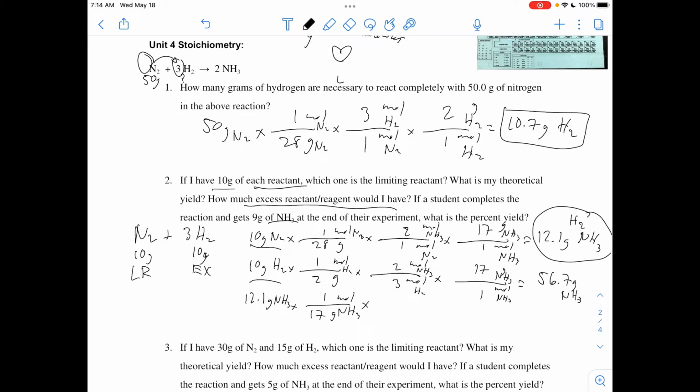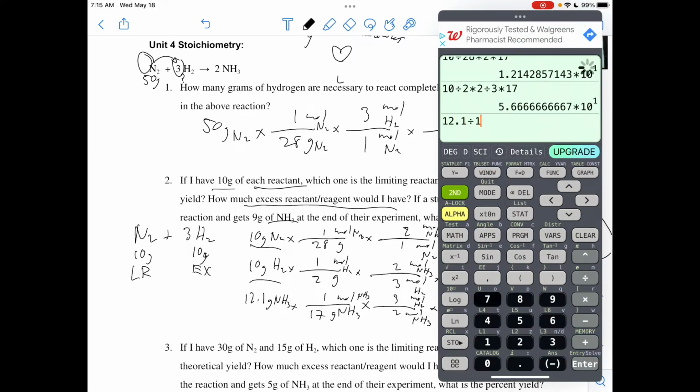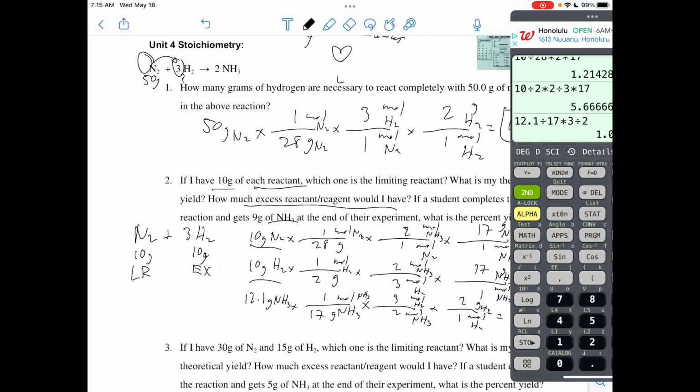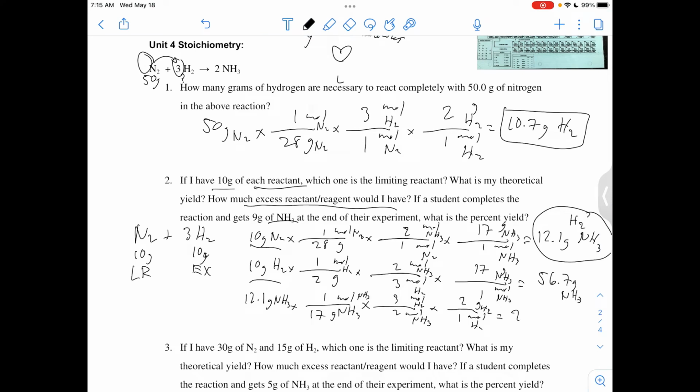So grams into moles, 17, moles of NH3 into moles of H2. So that would be 3 over 2 times mole of H2 and grams of H2. So 2 and 1. Okay, so 12.1 divided by 17 times 3 over 2 times 2 would give me 2.1. Well, that's really a little bit. 2.1 grams of H2, and this is how much would be used.